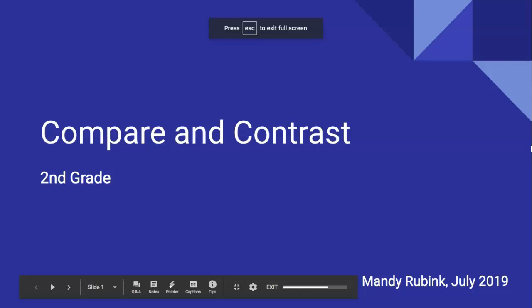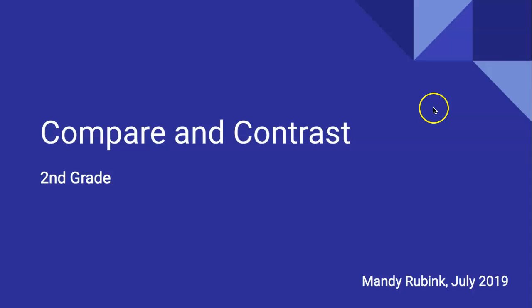Okay, everybody. So today we are going to learn the difference between comparing and contrasting. Comparing is when we find things that are similar or the same. And contrast is when we find things that are different.